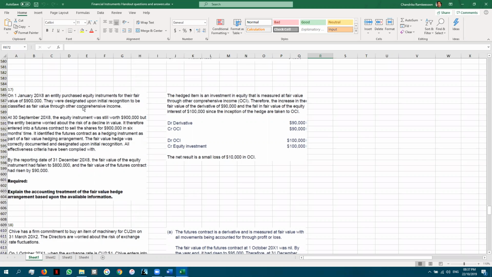On 30th September, the equity instrument was still worth 9, but the entity became worried about the risk of decline in value. It therefore enters into a futures contract to sell the shares for $900,000 in 6 months' time. So which means that would go over into March next year. But it's on 30th September that the transaction was entered into. It identified the futures contract as a hedging instrument as part of a fair value hedging arrangement.